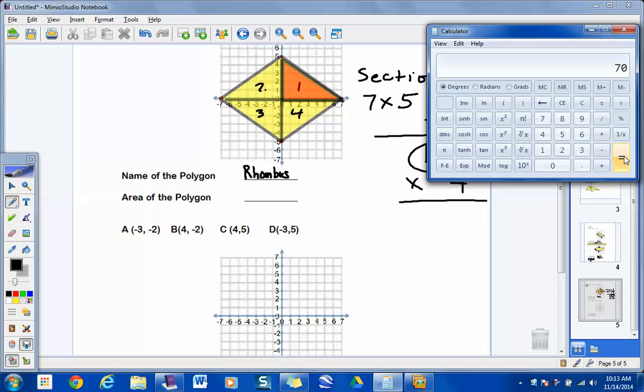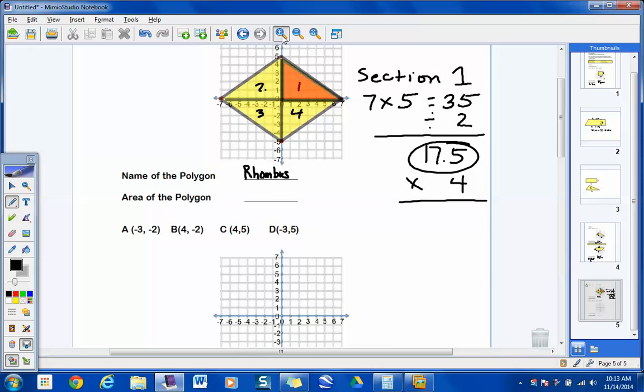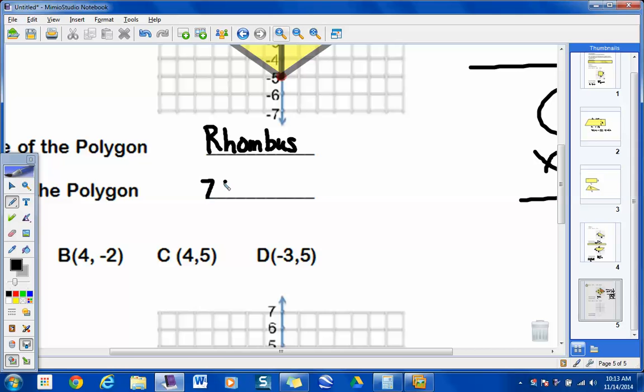So what am I going to put in for the area of the polygon? 70 square units, you bet. You guys okay with that? So right here, you want 70 square units. Okay, 70 square units. Very good.